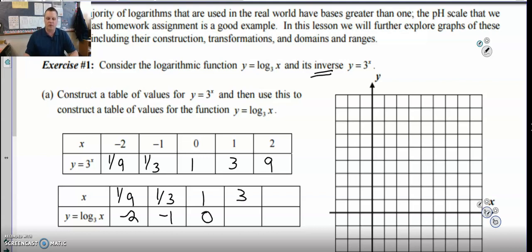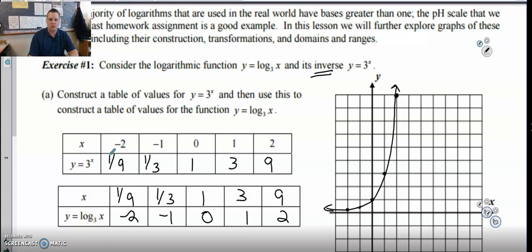And then I go right over to the graph, because that's the second part, where it says graph both of them on a grid given, label with equations. So I always start with the easiest points. So I put 0, 1, 1, 3, and then I'm doing 2, 9. And then I went to the -1, 1/3, the -2, 1/9. I put those on the grid. And then I drew the line connecting them and make sure you have arrows.